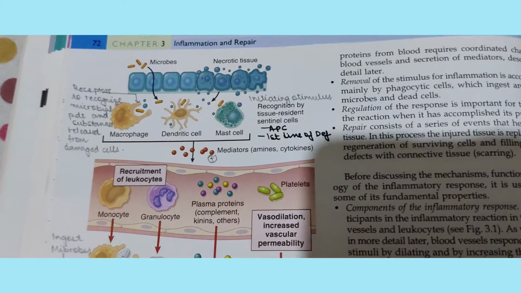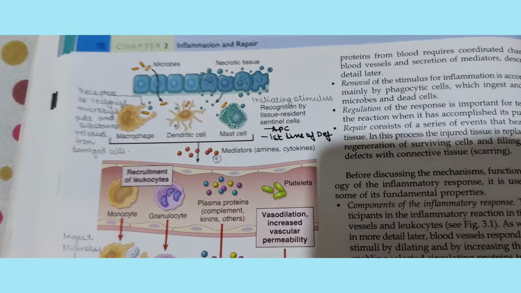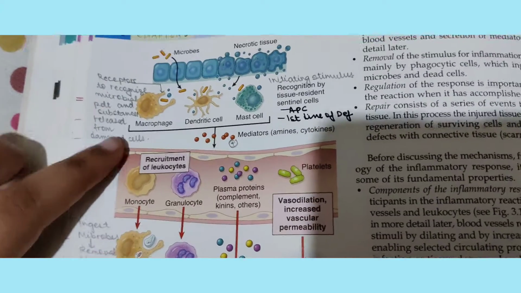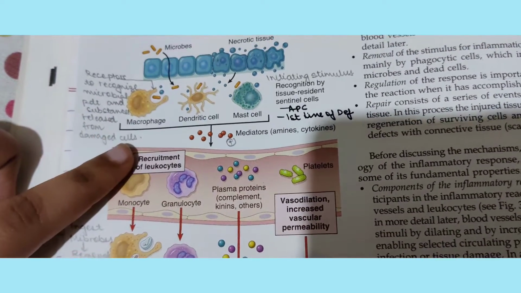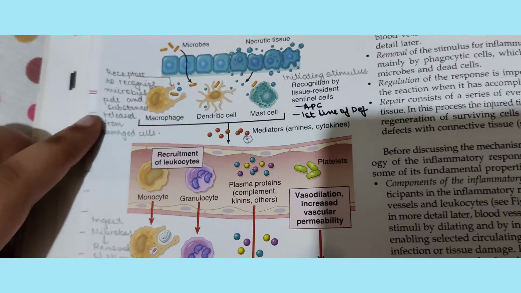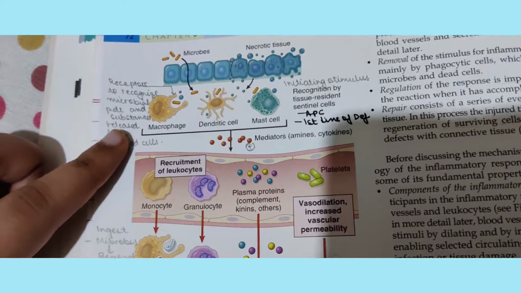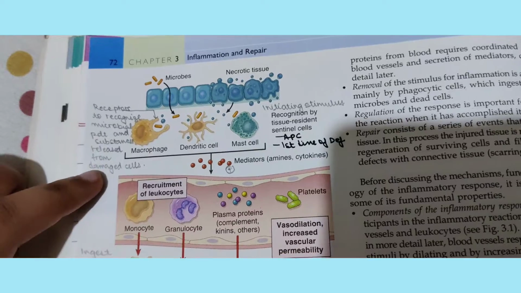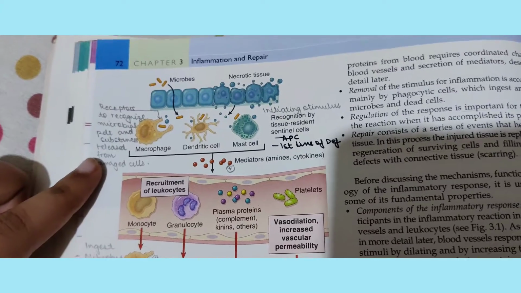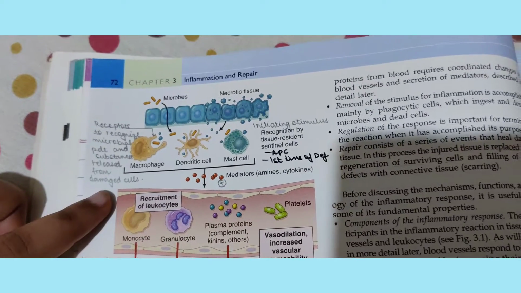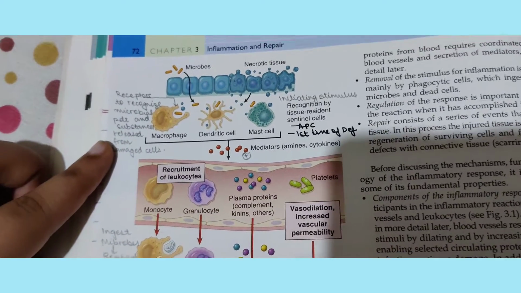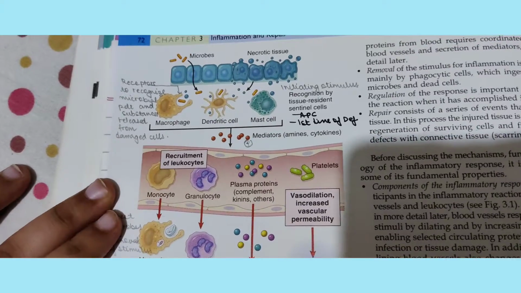What we can see here is a necrotic tissue and the microbes are coming inside it. This macrophage, dendritic cell and mast cells have receptors on them to recognize the microbial products and substances released from the damaged cells. We can see here microbes in orange color and the substances from the necrotic tissue in blue color. This is the initiating stimulus, which is recognized by tissue resident sentinel cells. These are the tissue resident sentinel cells, which are antigen presenting cells and the first line of defense.